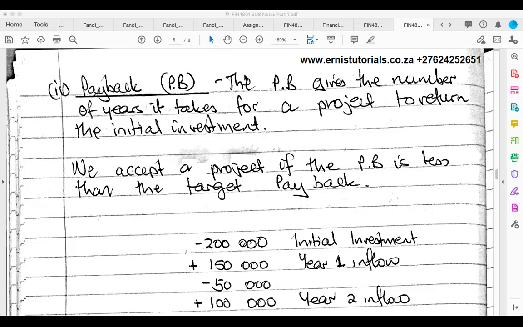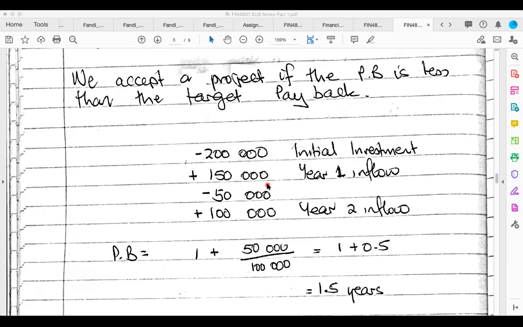The simplest way to calculate the payback is as follows. You take your initial investment, in this case 200,000, and then you add the cash inflow for the first year, and then you see the balance that you have. In this particular case, we spent 200,000 and we're going to get 150,000 in the first year. So after the first year, there'll still be 50,000 outstanding from the initial investment.